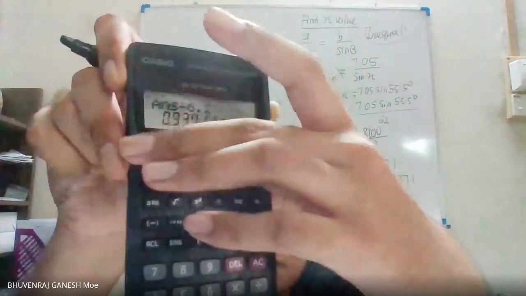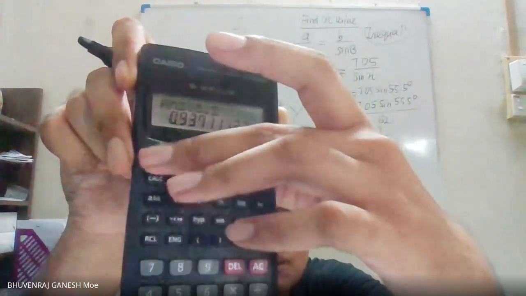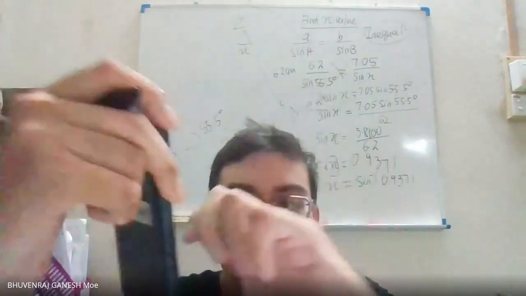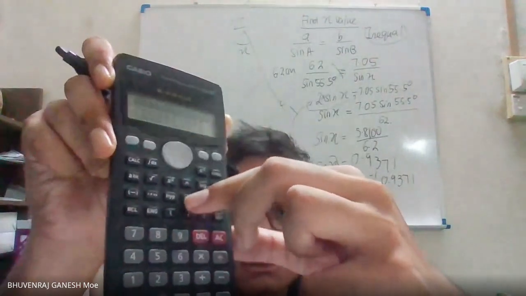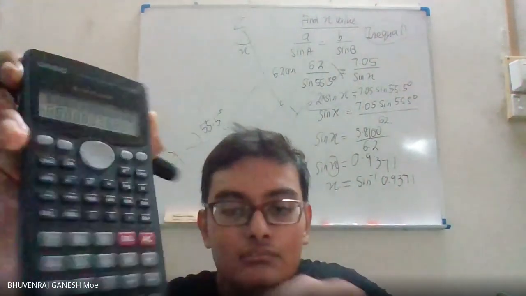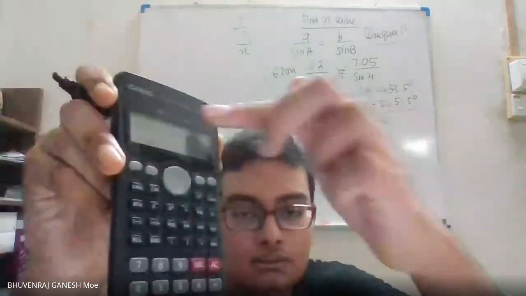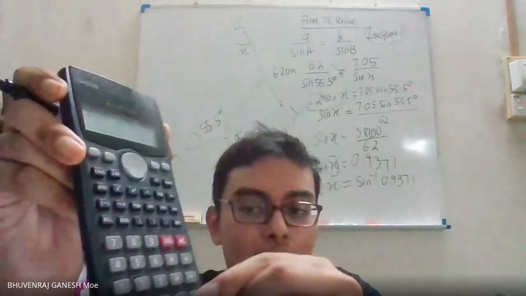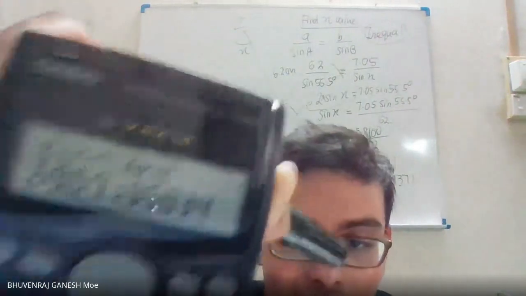So the shift sign, right? Shift is here, the top part. How to find your x value is you shift, then you press the sine button over here. So sine, then you put the answer at the bottom. Means you shift sine the answer you get here, then you press equal. Can you see the angle?